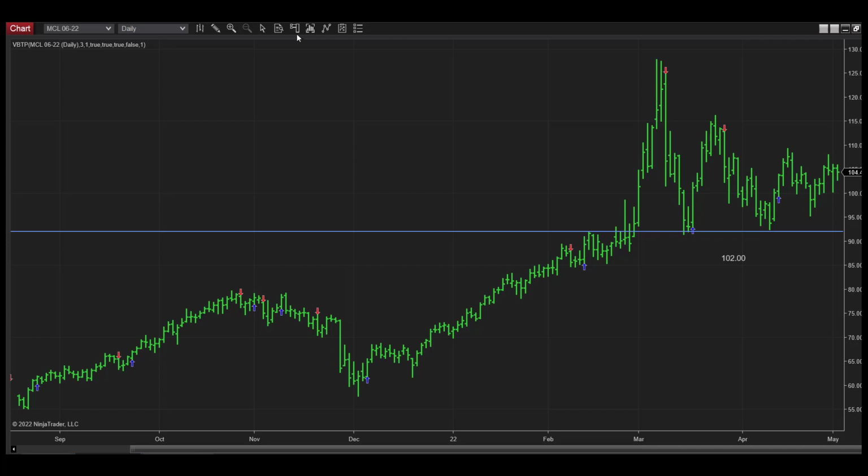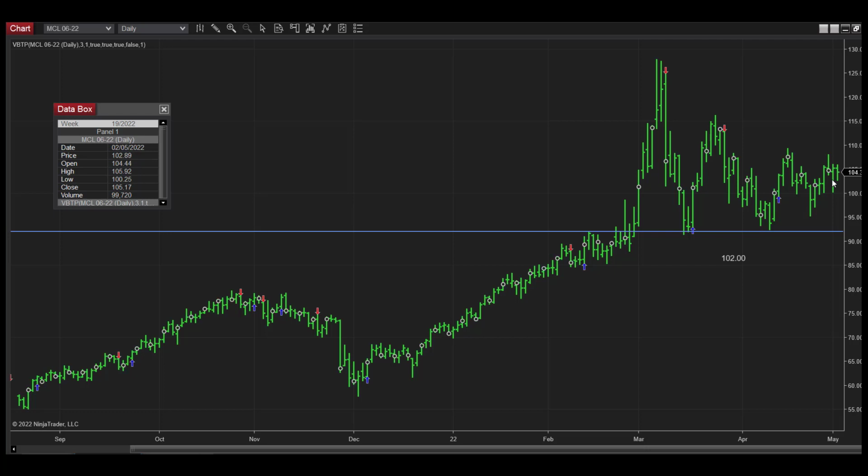And so far, if I just bring up the data window, yesterday's high was 105.92. We're at 104.35, and today's high is 105.80. So it hasn't strategically taken out or broken yesterday's high, which is what it should do.